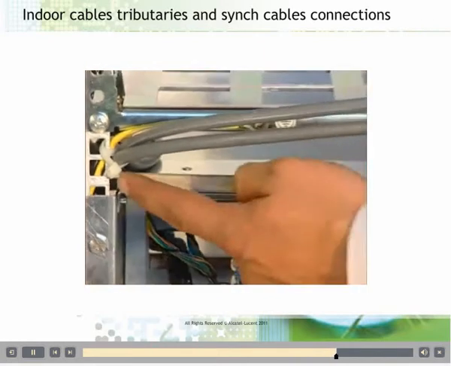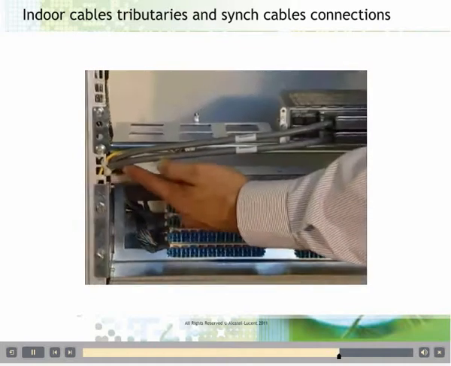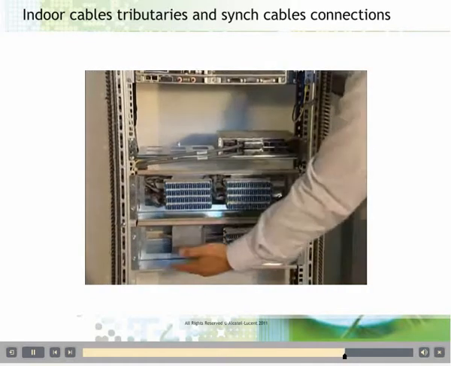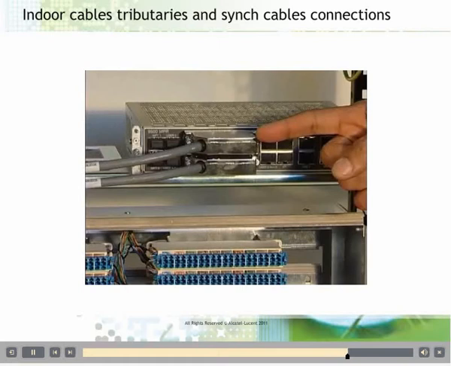Arrange the cable inside the rack. Then plug the connector and fasten the screws on the MSS1C. Repeat this operation for the second cable.